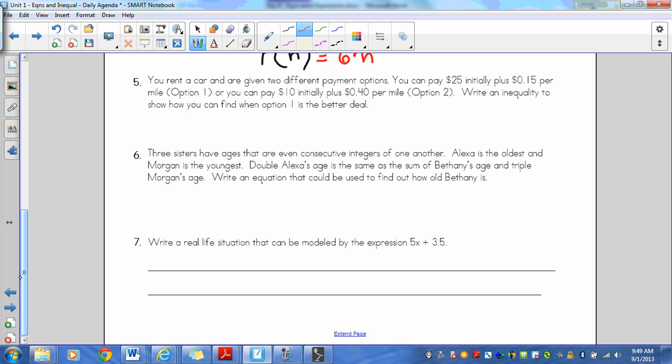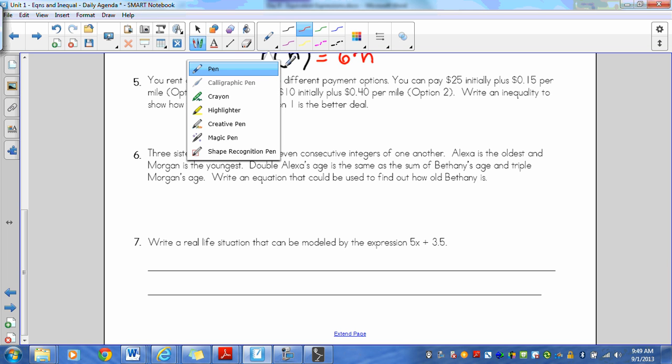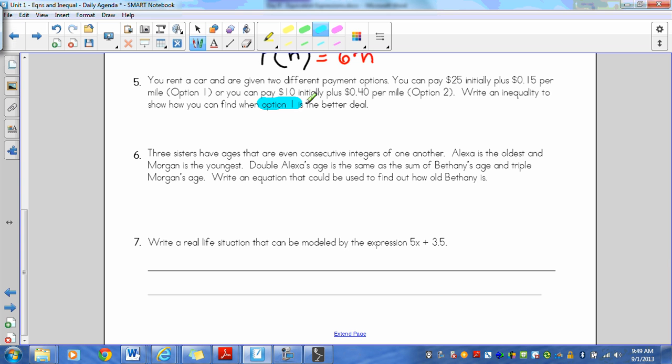You rent a car, and you are given 2 different payment options. You can pay $25 initially, plus 15 cents per mile, or you can pay $10 initially, plus 40 cents per mile. Write an inequality to show when option 1 is the better deal. So that is when option 1 is less. Option 1 is less. So you should point it at option 1 because that's going to be the lesser one.